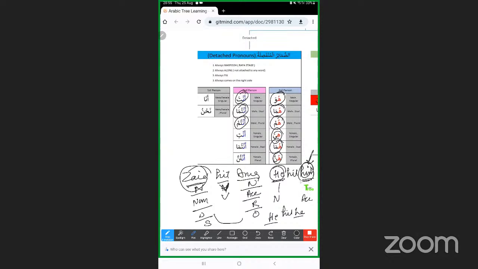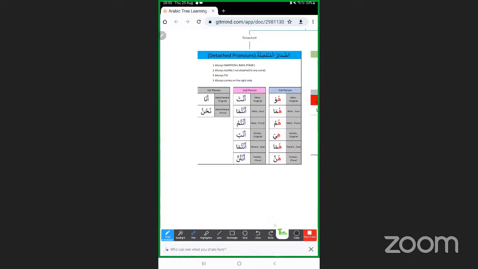Also, please remember, this is third person singular male, and this is also third person singular male. But because this he is in nominative case, if you want to write a pronoun in nominative case, you will use he, she. And if you want to write a pronoun in accusative case, you will use him, her. Right or wrong? Yes. Similarly, in Arabic, this thing is fixed for rafa stage.